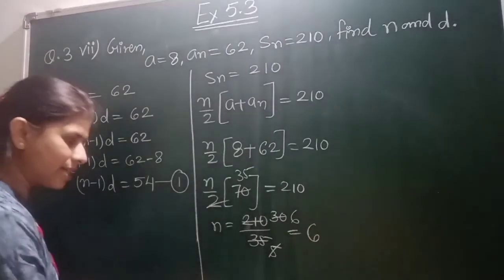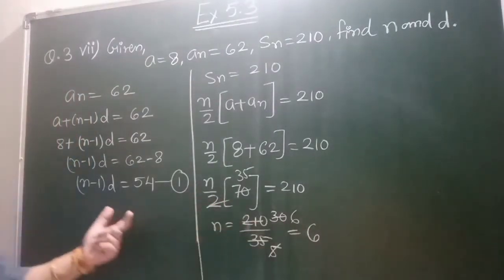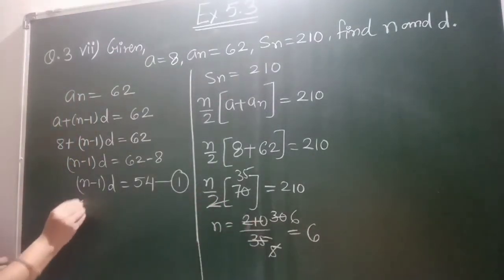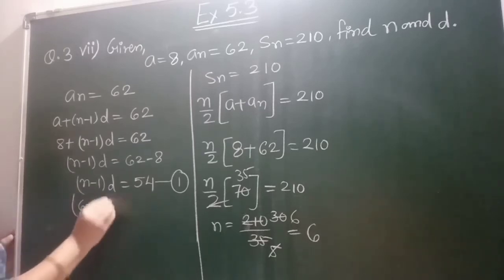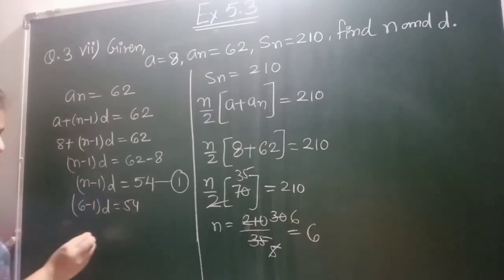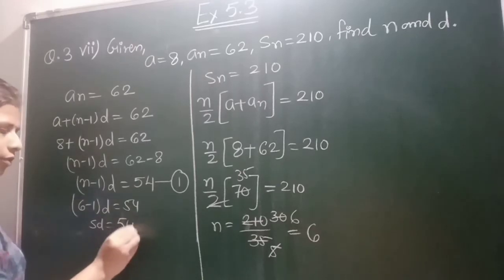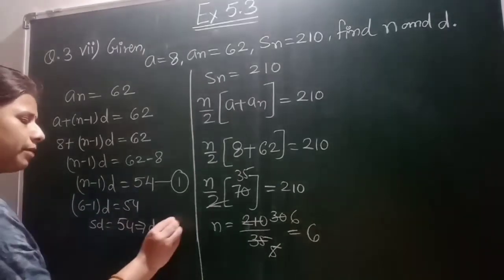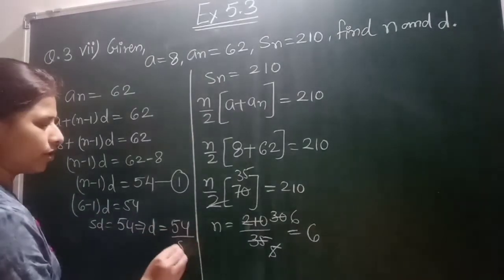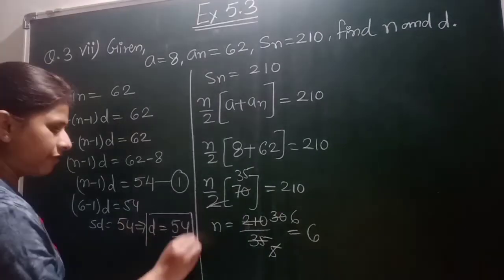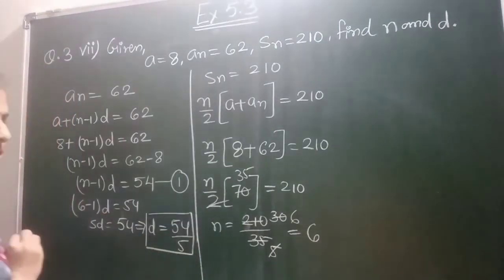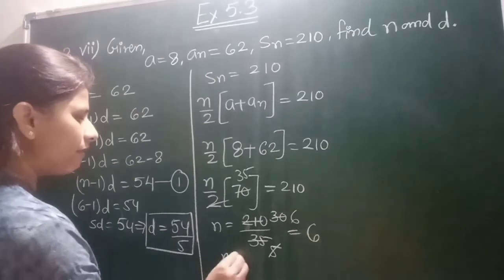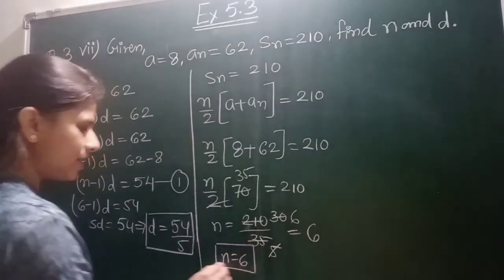Now we can substitute this value of n in equation number 1 and we will get 6 minus 1 into d equals 54. It means 5d equals 54. So the value of d will be 54 upon 5. So we find d as 54 by 5 and the value of n is 6.